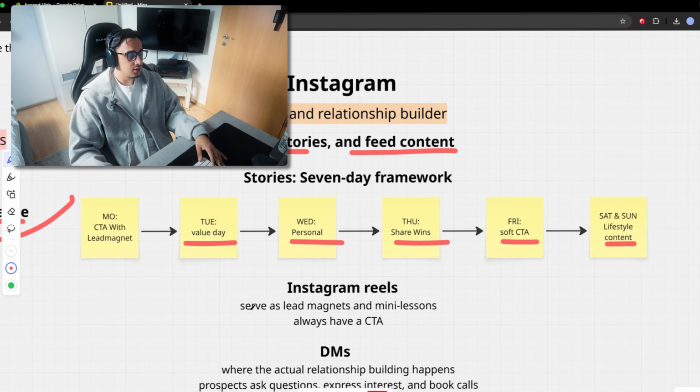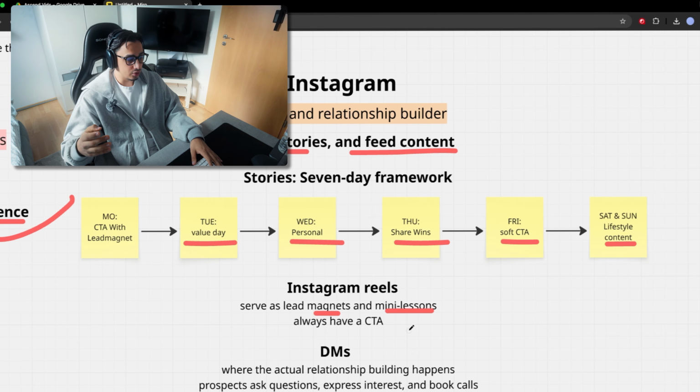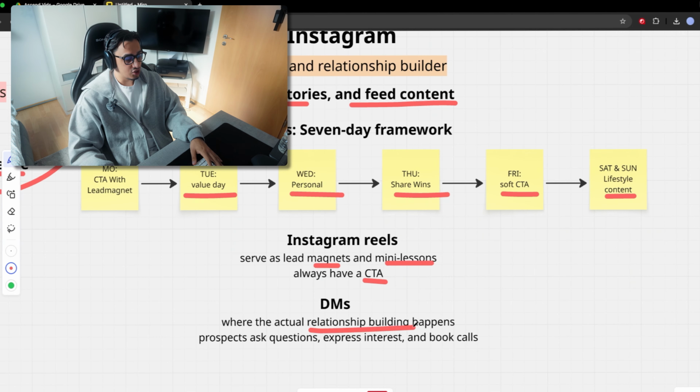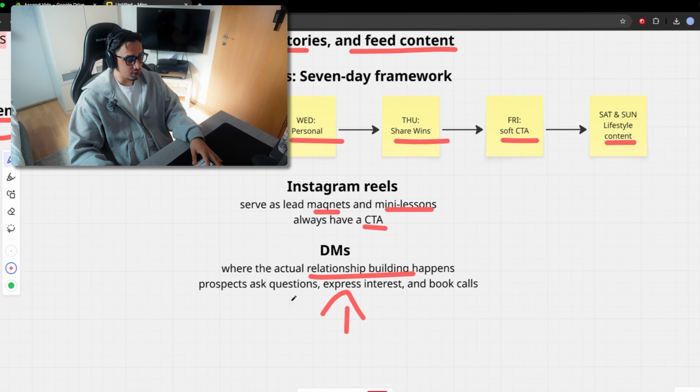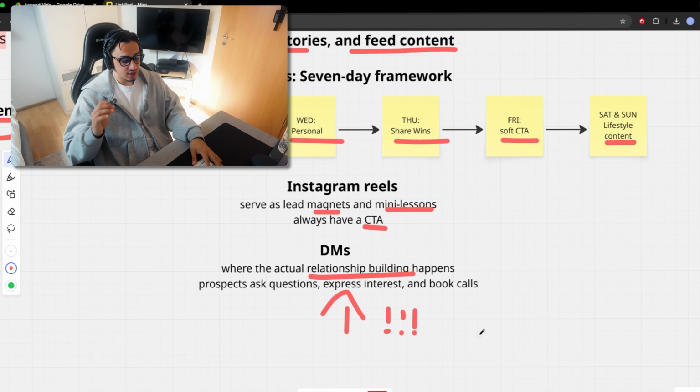Your Instagram Reels serve as lead magnets and mini lessons. Your Reels should always have the CTA, whether it's commenting a keyword or DMing you or maybe following you. It should always have the viewer do something. And then the DMs are where the actual relationship building happens. For example, the prospect asks questions, they express interest, and then book calls. This is the most important part for the client acquisition system. So either get a good setter or get good at DM setting.